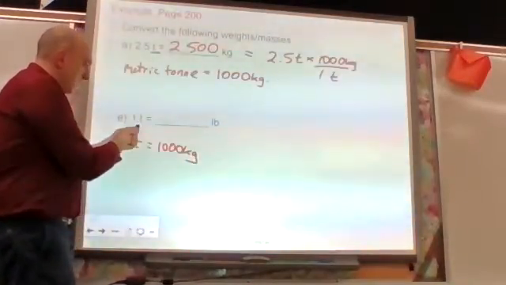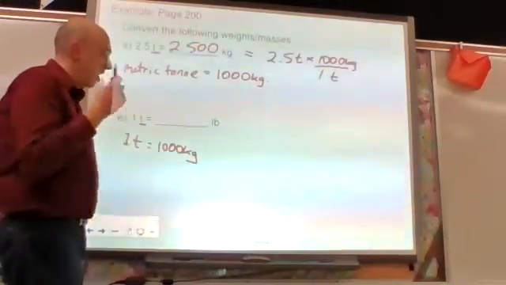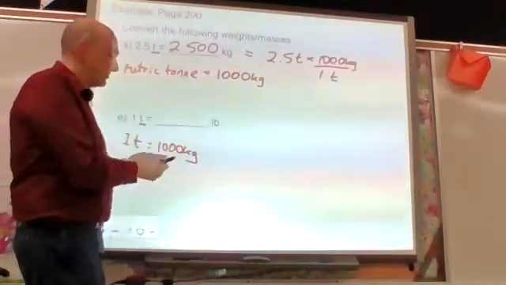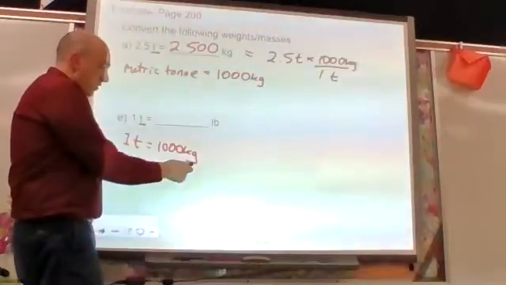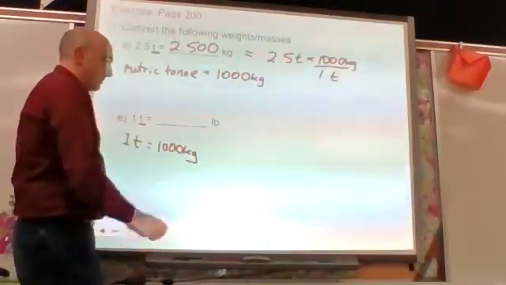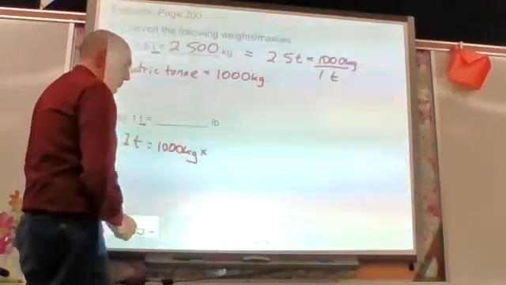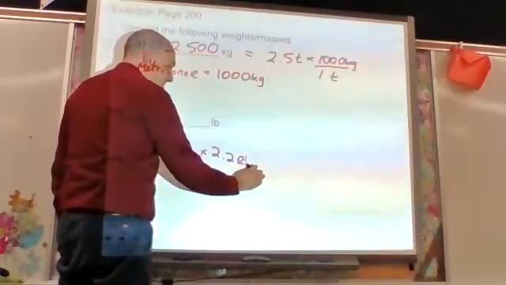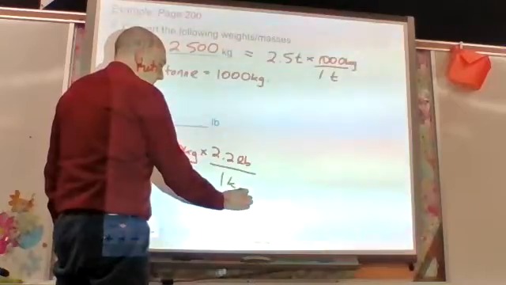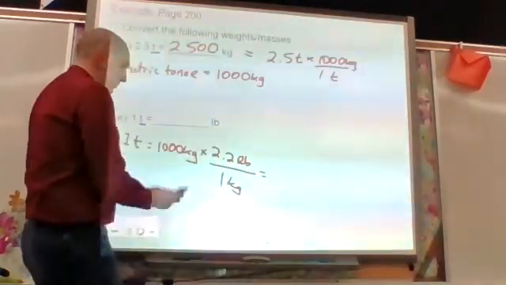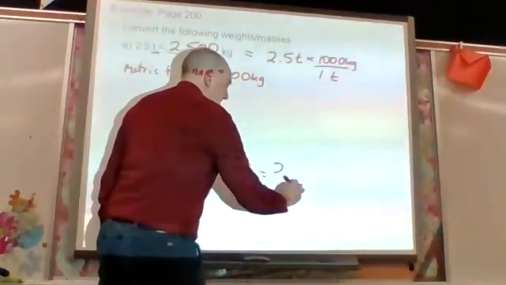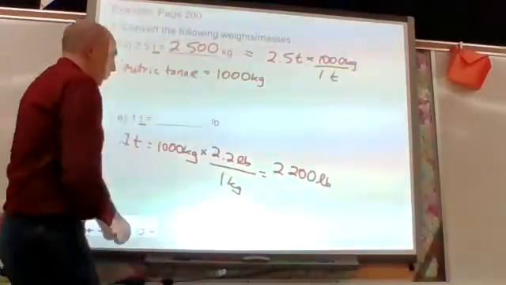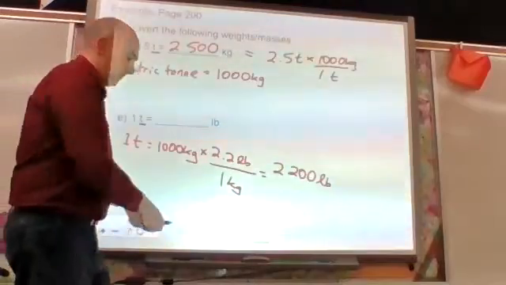Right? This is, again, the metric ton, not the imperial ton. Remember, an imperial ton is 2,000 pounds. This is not going to be 2,000 pounds. Now we're going to want to go from 1,000 kilograms and convert into pounds. If you take a look at your conversion sheets, you will see that that value is 2.2 pounds per kilogram. So we're going to multiply this. 1,000 kilograms times 2.2 pounds is 2,200 pounds in 1 metric ton.